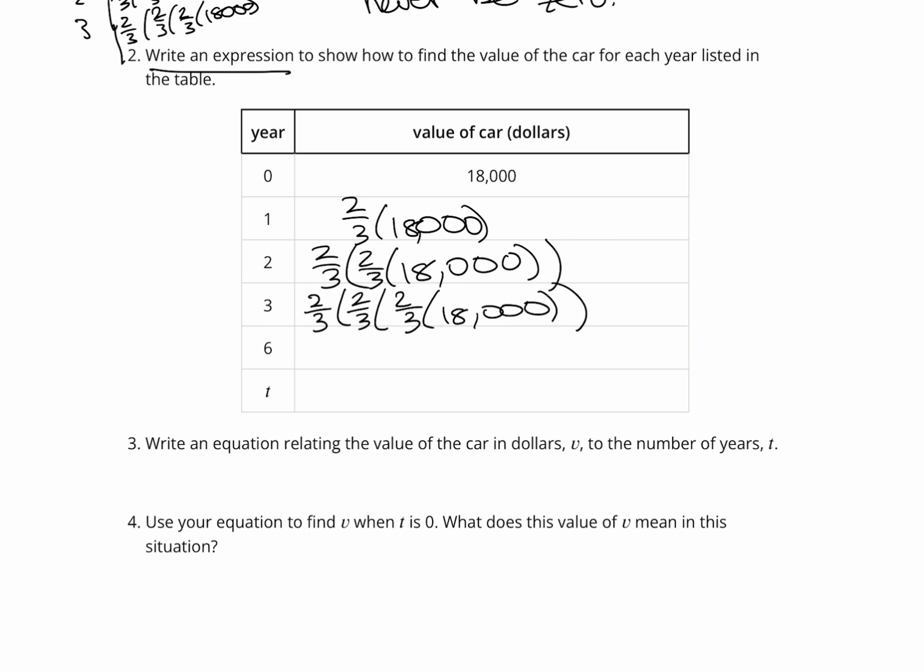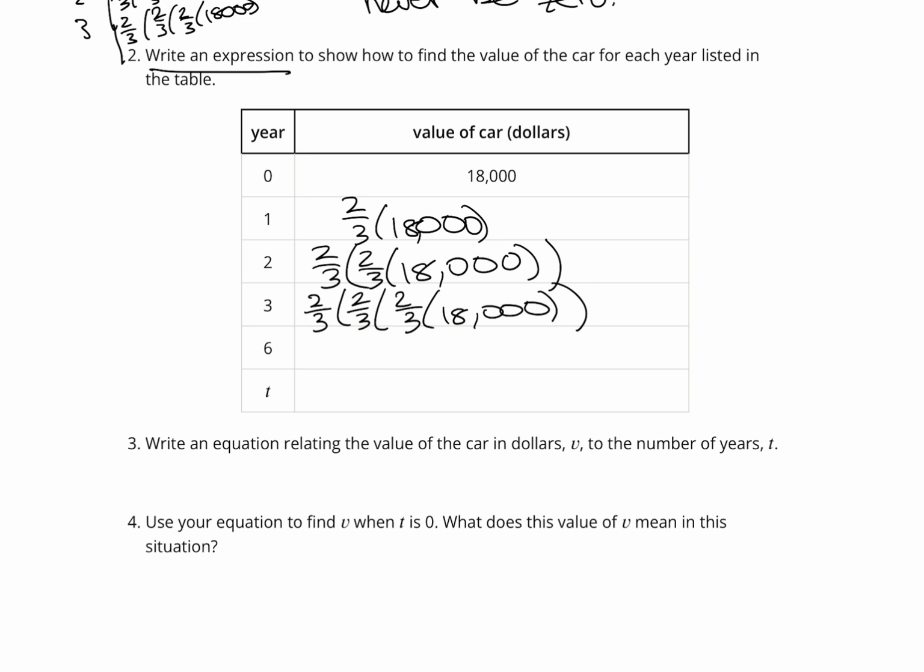So let's review real quick. This is how much it's worth after year 1, because it's lost 1/3 of its value. It's worth 2/3 of 18,000. Here is that value again, but after year 2, it's lost another third, so it's only worth 2/3 of its year 1 value. And then here it is after 2 years, it's worth this much.